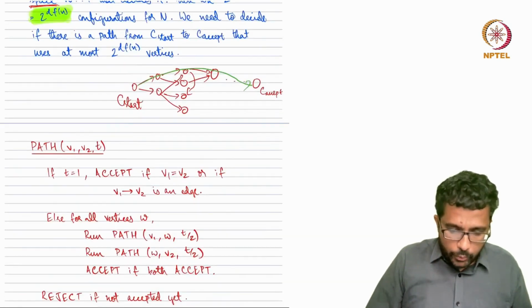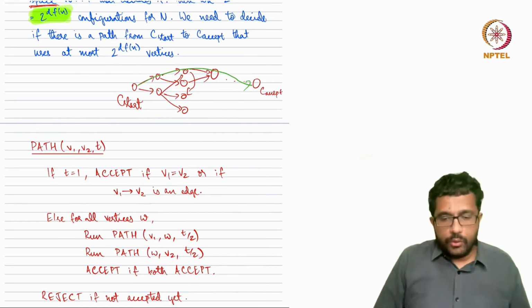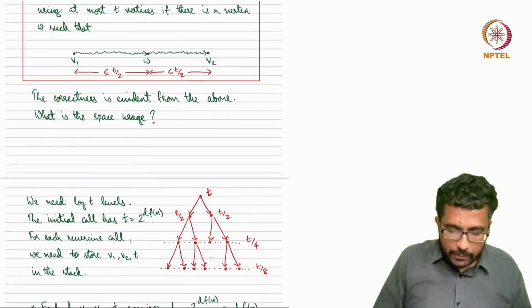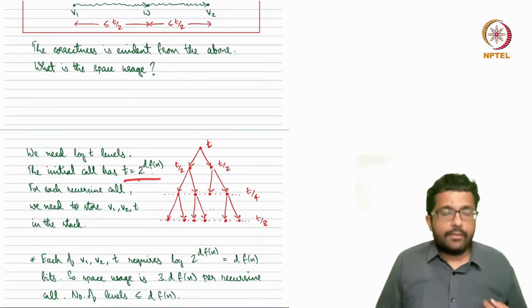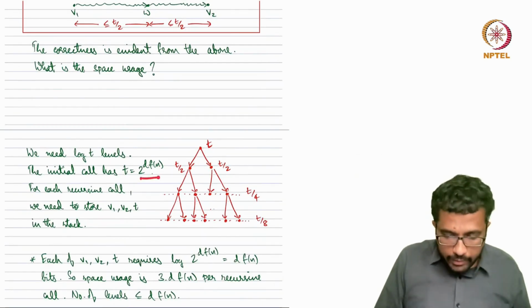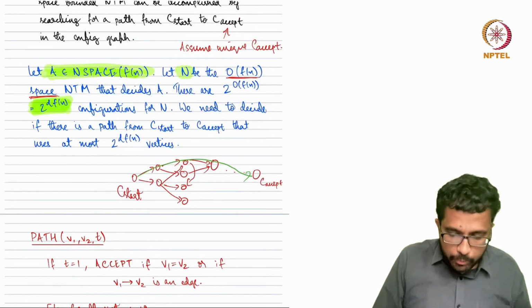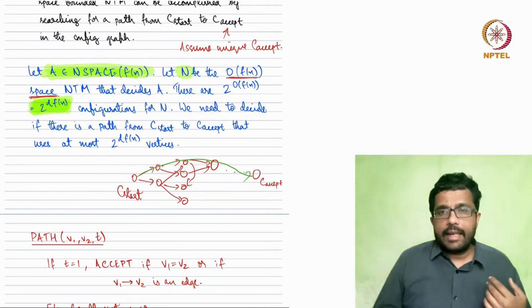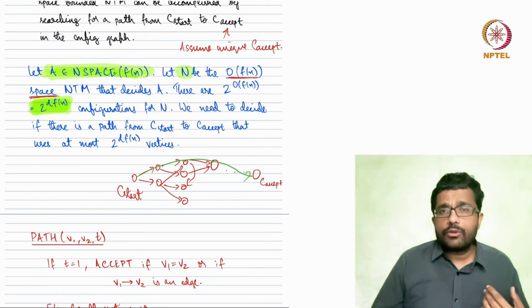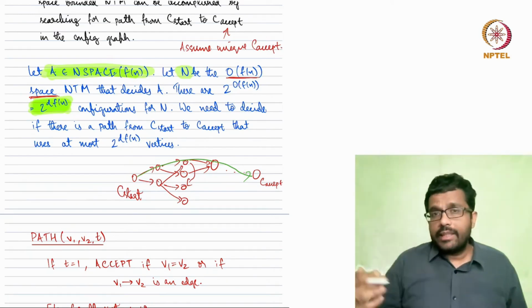So v1 is c start, v2 is c accept, and t, we set t to be the total number of vertices, right? Because this is a graph and it has 2 power d fn vertices. That's by assumption. So if there is a path from c start to c accept, there has to be a path of at most 2 power d fn vertices, because that is the total number of vertices, if there is a path without reusing any vertex.